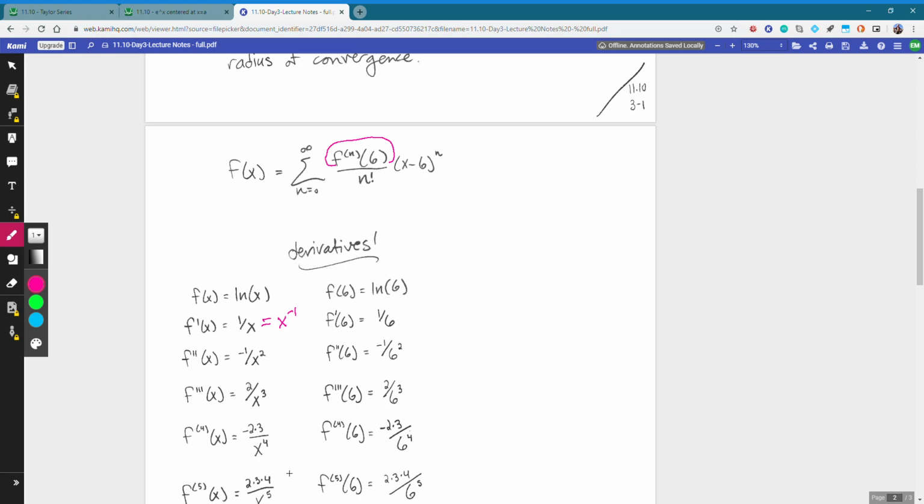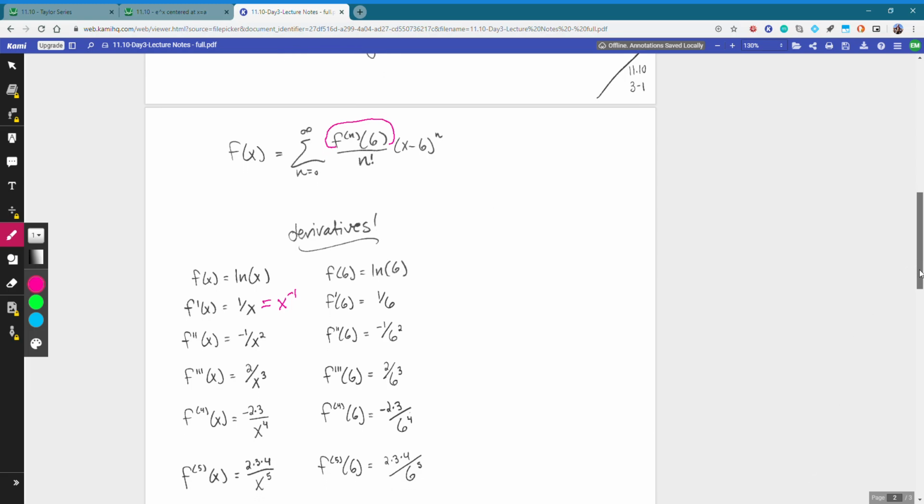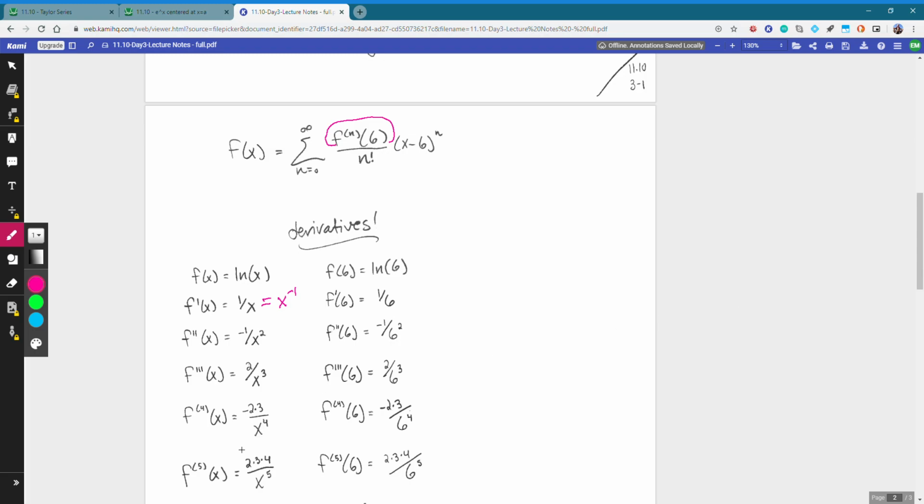Maybe let's just talk about the derivatives. So this is minus x to the minus 2. If we take the derivative there, we get another negative, which cancels out the one we had: 2 over x cubed. Take another derivative, we get negative 2 times 3 over x to the 4th. And then one more, the fifth derivative: 2 times 3 times 4 over x to the 5th.